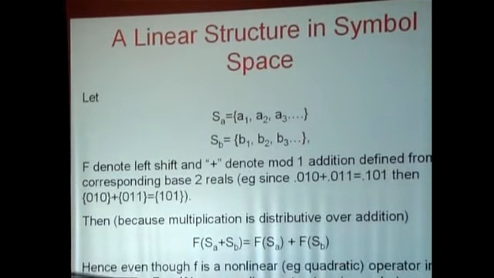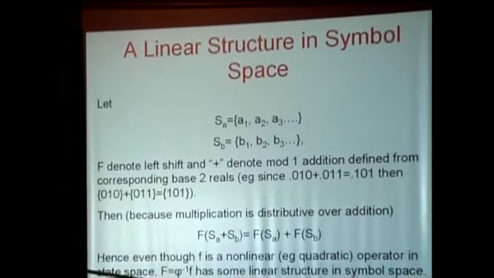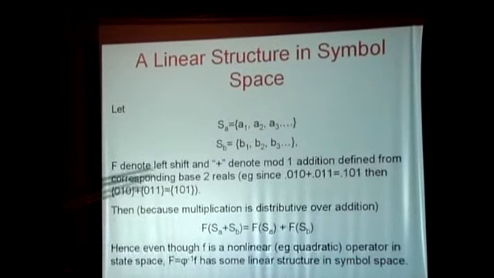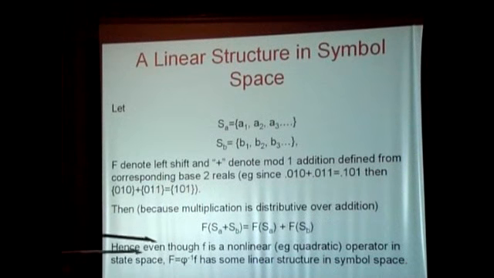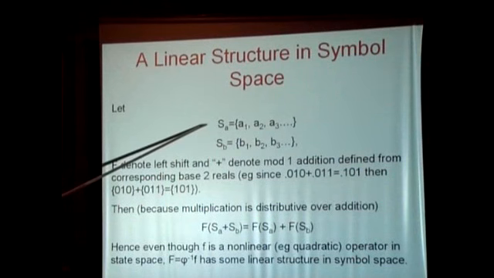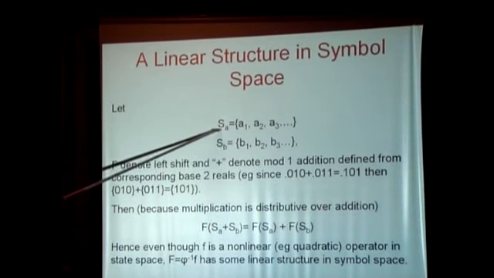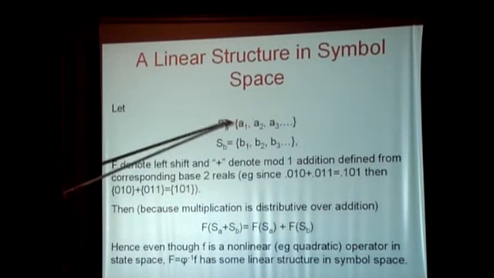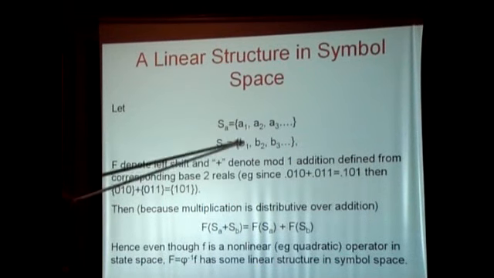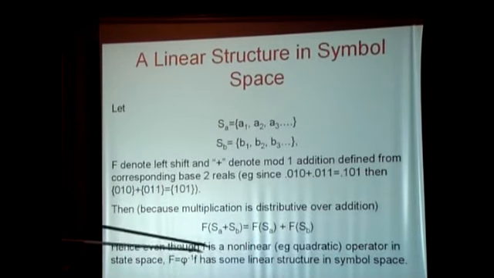There's this interesting thing: despite the fact that f, the little f itself, can be a very non-linear dynamic, there is actually a simple linear structure which exists in symbol space. So for example, if you had two of these symbol sequences, and suppose we thought of this left shift operator as operating on them, so just shift everything to the left and remove the one on the left and so on.